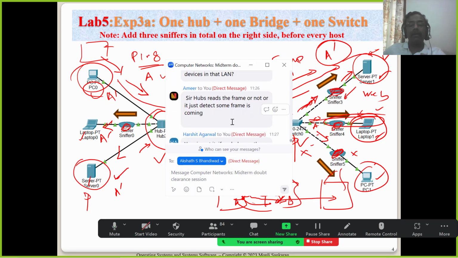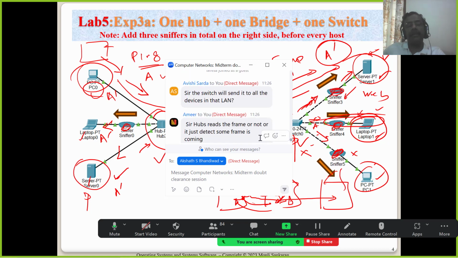Sir, does a hub read the frame, or does it just detect that some frame is coming? See, it has to read it, of course. It does the minimum things. Suppose there is a garbled frame, it will not go and send it on all of them. I'm not saying it is so dumb. It will read the frames and send them on the other side, but it is not going to look into the MAC address to understand whether it should send it or not.